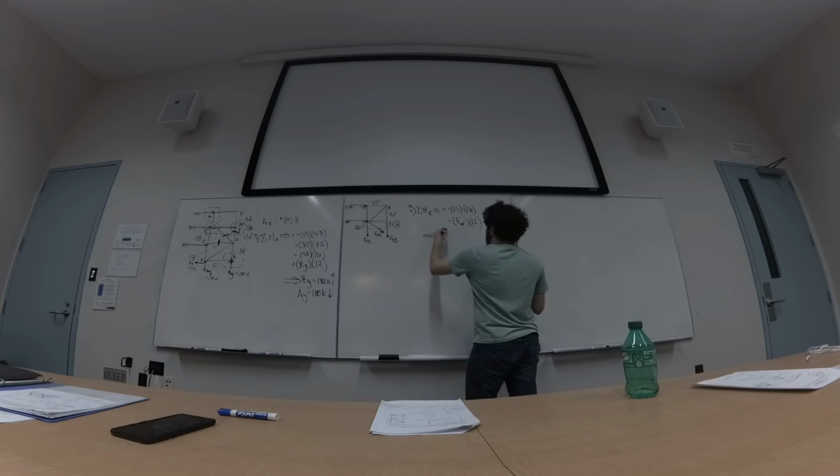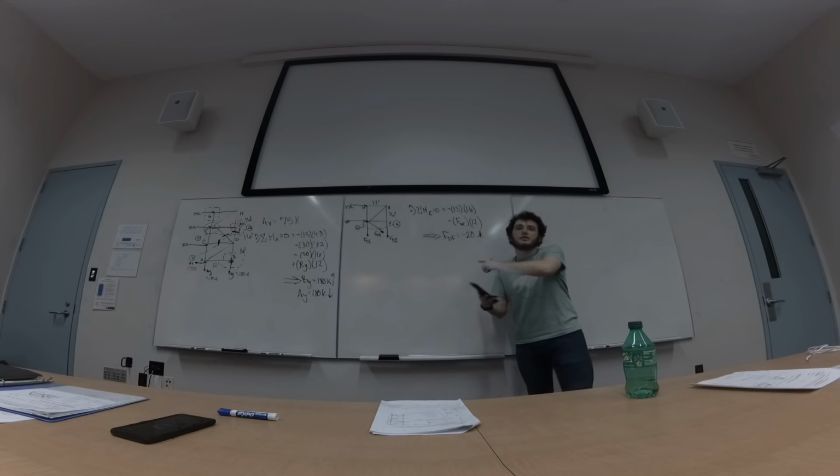But okay, so from here, we're going to get FDF equals negative 20 kips. So what does that negative mean?